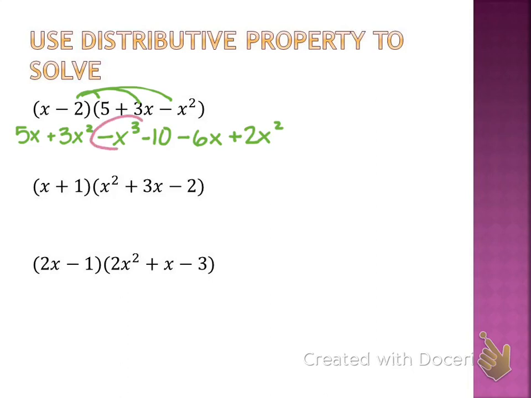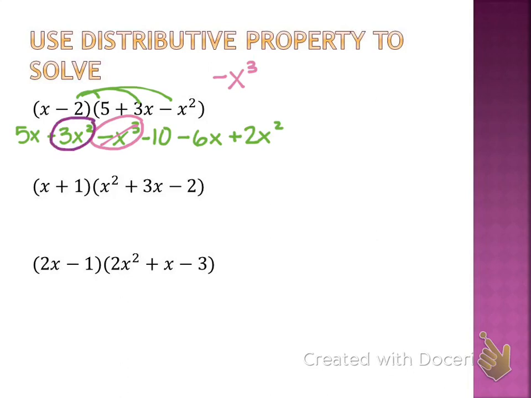See right here, negative x to the third power. Does negative x to the third power have any like terms at all? No, none. There are no other x to the third power. So I'm just going to write negative x to the third power. Okay? Next, I'm going to look for my second largest term, which is x squared.